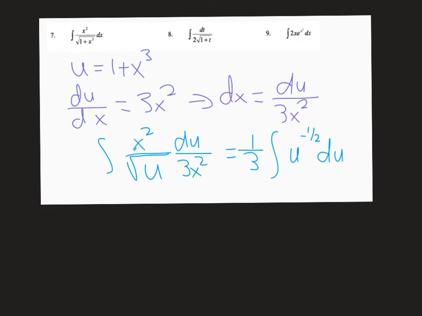And to integrate, all I need to do is say, whose derivative is this? So let's add 1, u to the 1/2, compensate with a 2. Don't forget that pesky 1/3 hanging out. Add a plus c. And then that's going to be 2/3. The u is really 1 plus x cubed. And that's to the now 1/2 plus c.